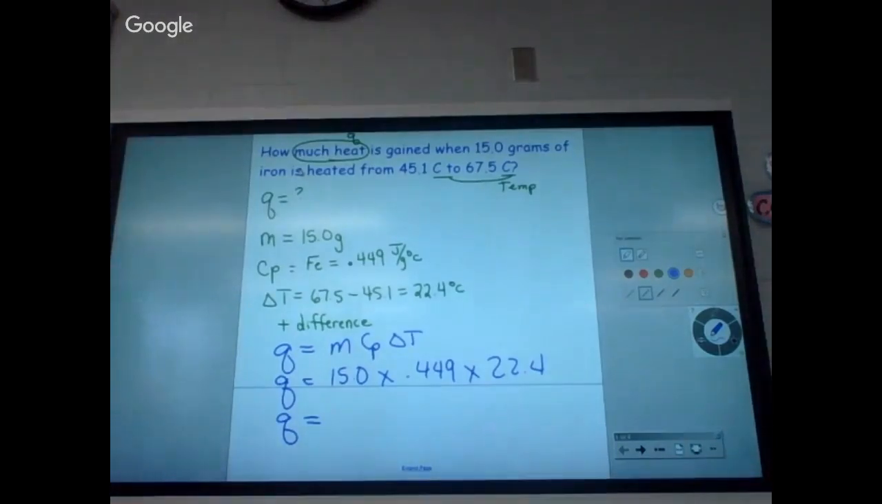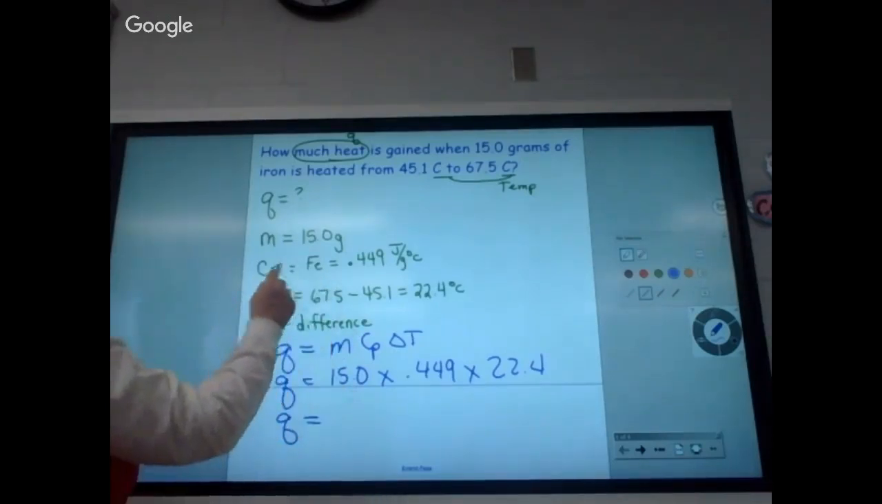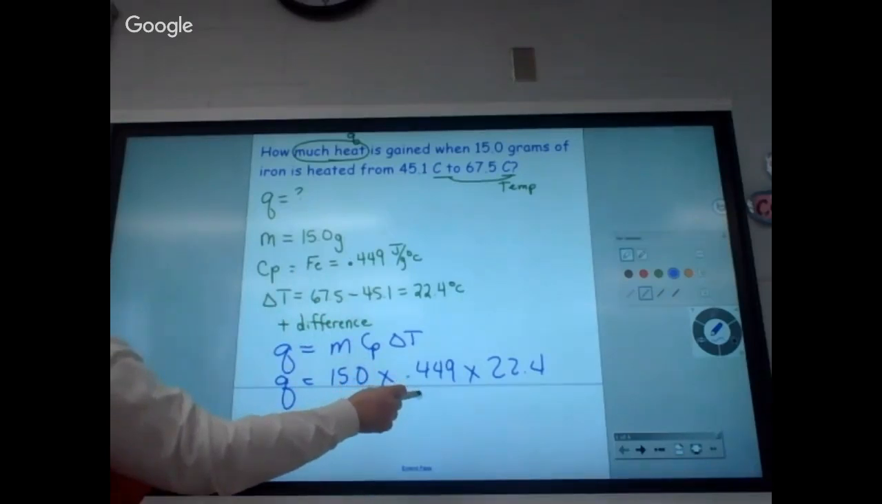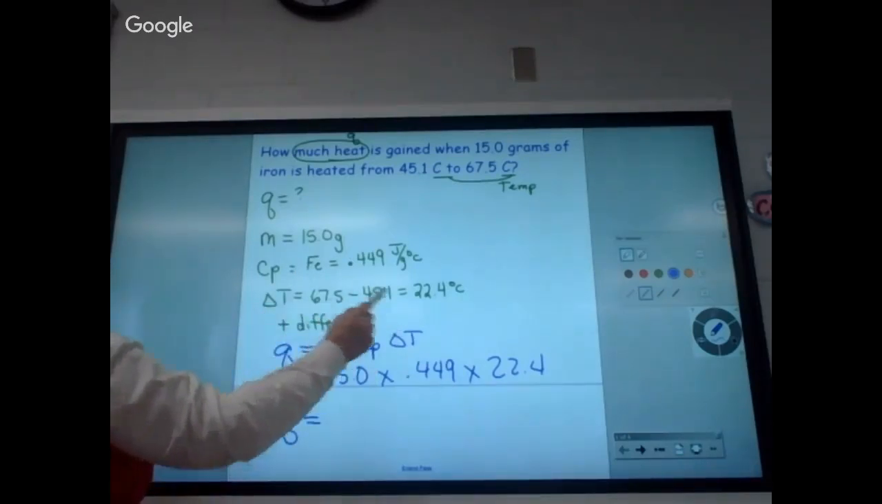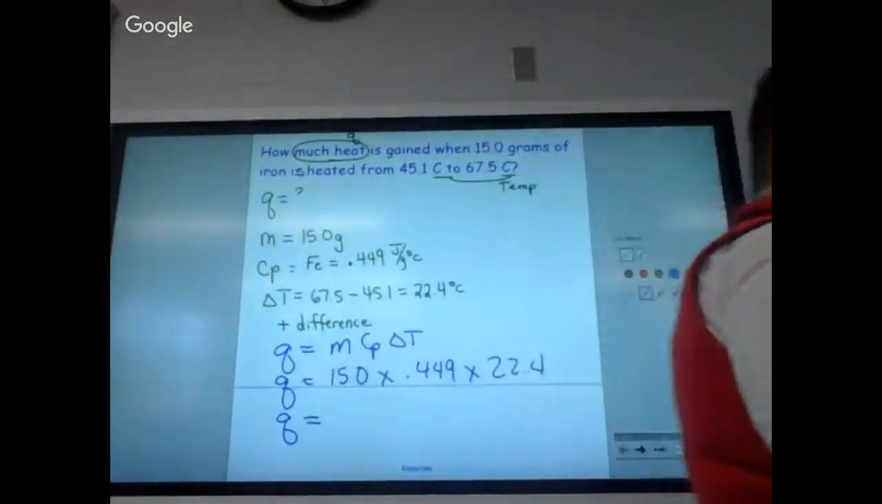Where did I lose you at? Right, it's because I wrote the equation and plugged in the numbers. Q had a question mark, so I just wrote Q. M had 15, so I wrote 15. CP had 0.449, so I wrote 0.449. And delta T had 22.4. What am I going to do to solve? Multiply.